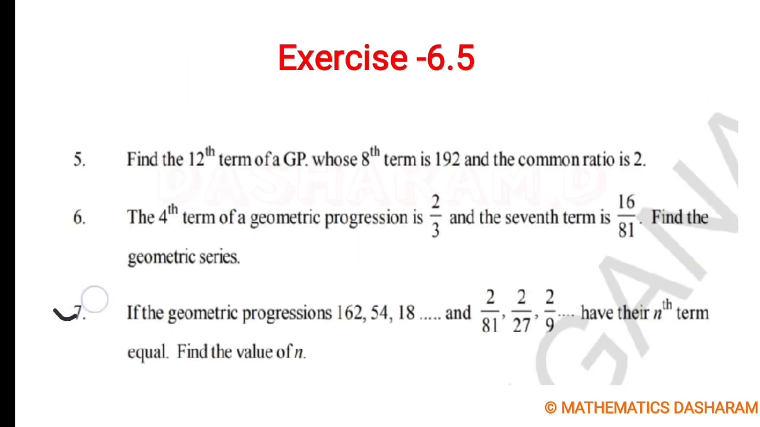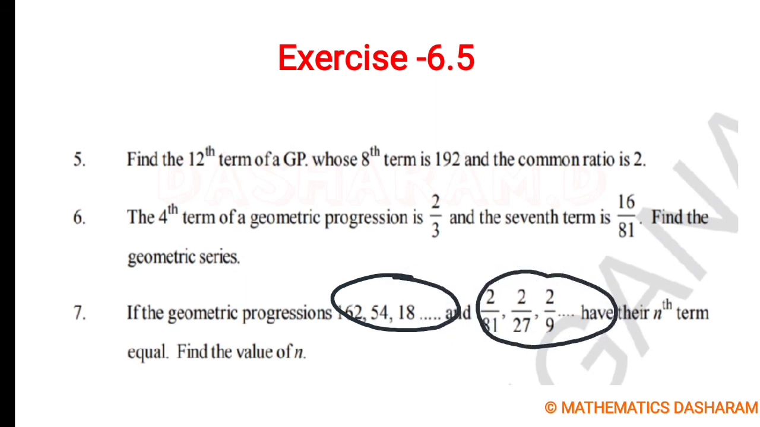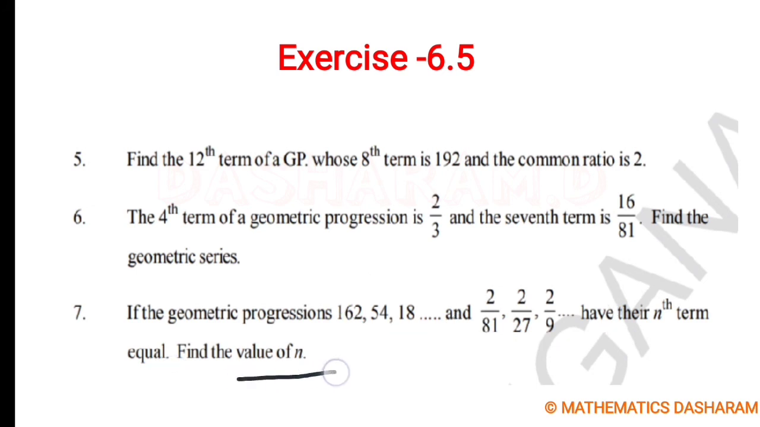So the last problem in this chapter, the 7th one: if the geometric progressions 162, 54, 18 and 2/81, 2/27, 2/9 have their nth terms equal, so the first geometric progression's nth term and the second geometric progression's nth term are both equal, then what is the n value?